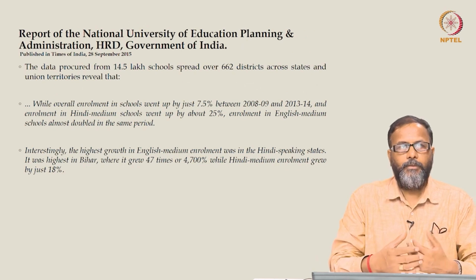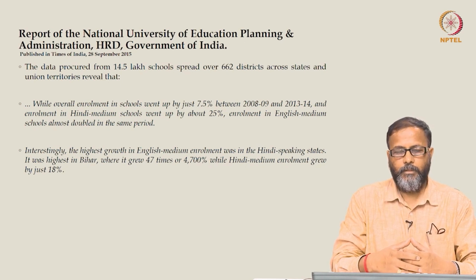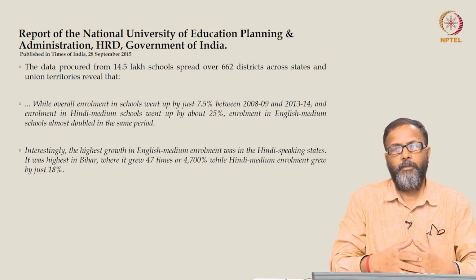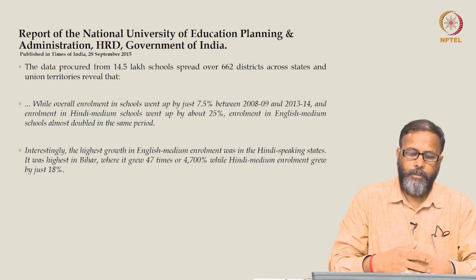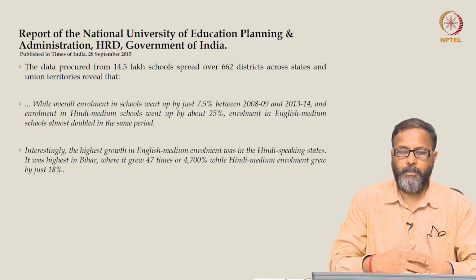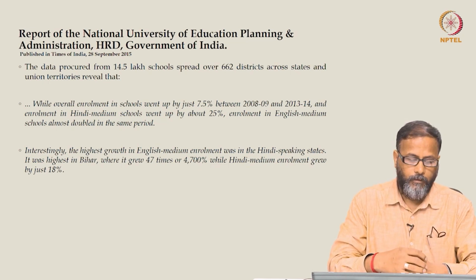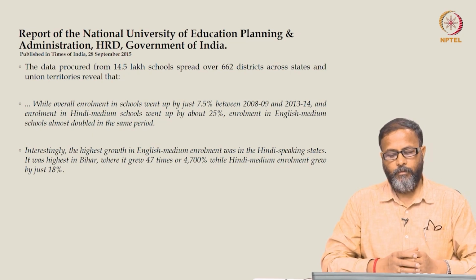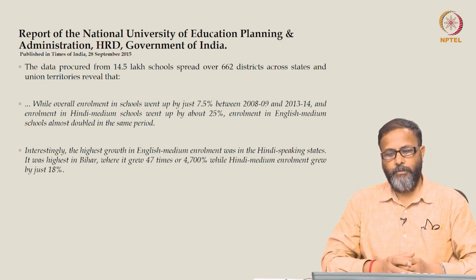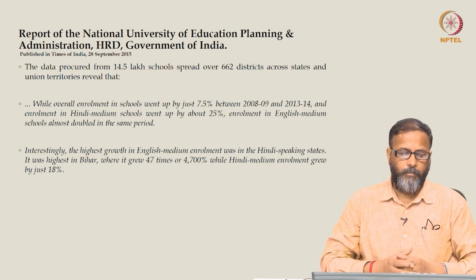So, if you look at the reports published by the National University of Education Planning and Administration, Human Resource Development Ministry, Government of India, the data procured from 14.5 lakh schools spread over 662 districts across states and union territories reveals, number one, that while overall enrollment in schools went up just by 7.5% between 2008-09 and 2013-14, enrollment in Hindi medium schools went up by about 25%. Enrollment in English medium schools almost doubled in the same period.